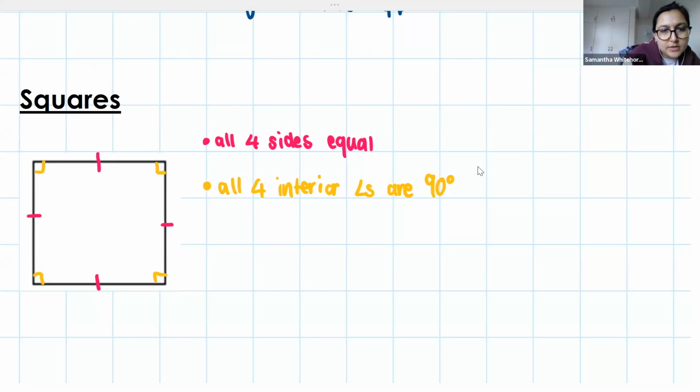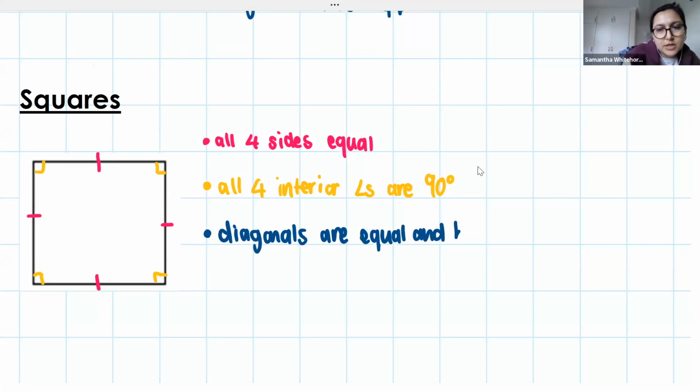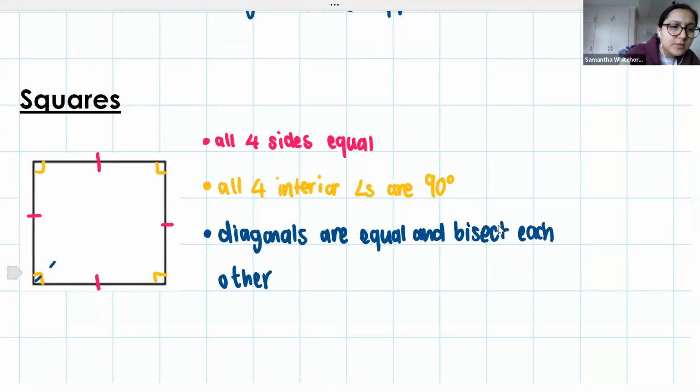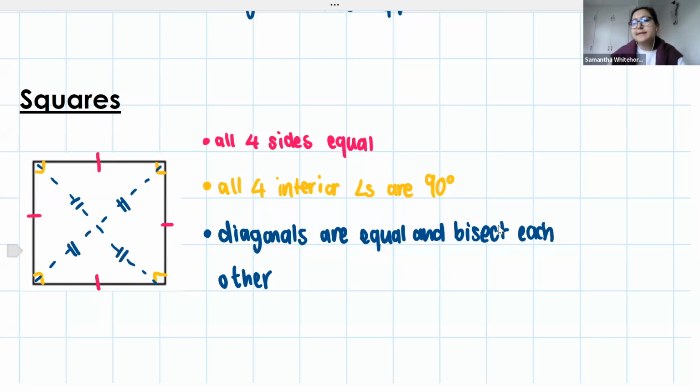The diagonals are equal and they bisect each other. So if we draw in our diagonals, boom, boom, boom, boom, boom. They are equal in length to each other and they cut each other in half. So all of these little parts of the diagonals are equal in length.